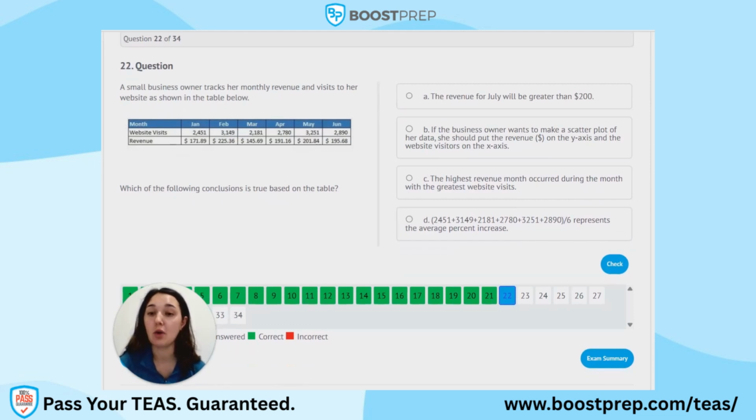Question 22. A small business owner tracks her monthly revenue and visits to her website as shown in the table below. Which of the following conclusions is true based on the table? A, the revenue for July will be greater than 200. B, if the business owner wants to make a scatter plot of her data, she should put the revenue money on the y-axis and the website visitors on the x-axis. C, the highest revenue month occurred during the month with the greatest website visits. D, 2,451 plus 3,149 plus 2,181 plus 2,780 plus 3,251 plus 2,890 divided by 6 represents the average percent increase.